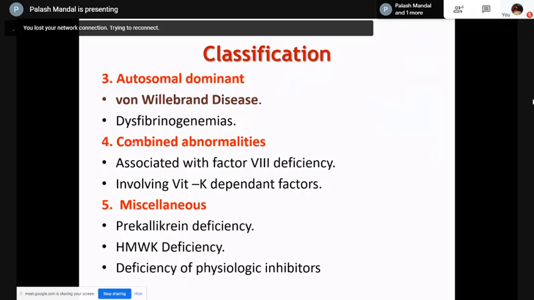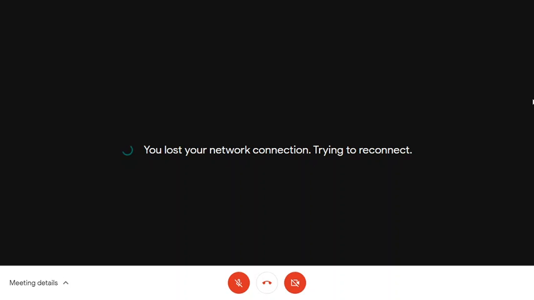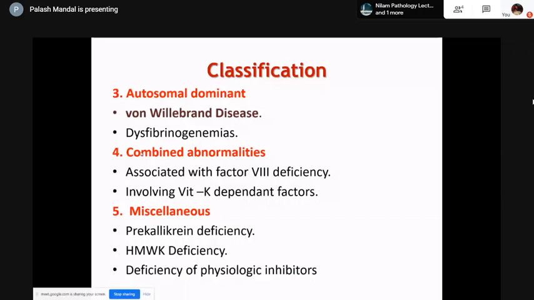The vitamin K dependent factors are 2, 7, 9 and 10. These are the four important coagulation factors whose synthesis is dependent on vitamin K. There can be some miscellaneous deficiencies like prekallikrein deficiency and high molecular weight kininogen deficiency, and there can be some physiologic inhibitors. Those are not deficiencies, they are actually the physiologic inhibitors. If they are present, that may also lead to a coagulation disorder.